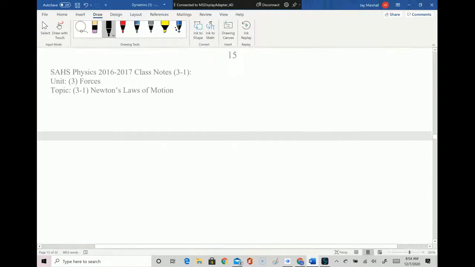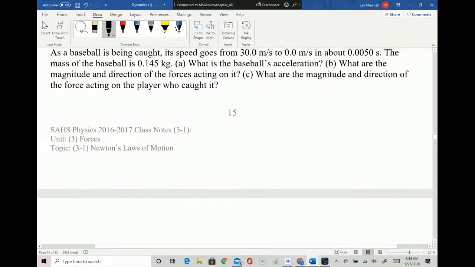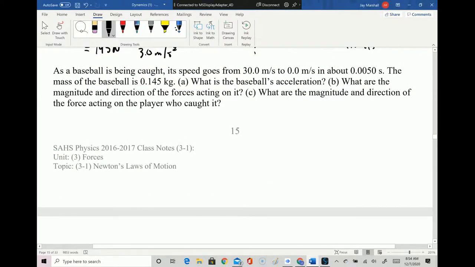One last problem here, and then we'll call it a day. As a baseball is being caught, its speed goes from 30 meters per second to 0 meters per second in about 0.0050 seconds. Okay? A catcher is catching the baseball, and the speed goes from 30 meters per second to 0 in about 5 thousandths of a second. The mass of the baseball is 0.145 grams. We want to know, first of all, what the ball's acceleration is. Okay? And that's a motion problem, right?